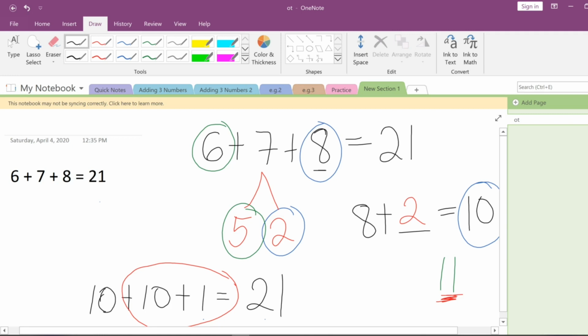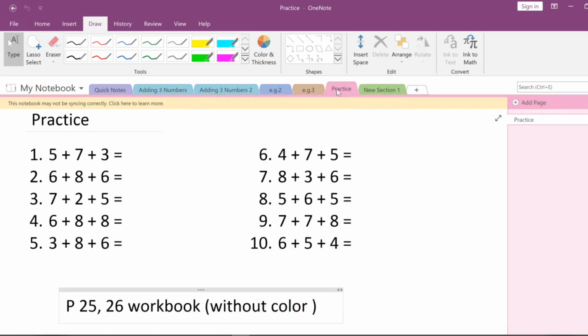Can you follow? If yes, here are some things that you can try at home. You can practice at home. We've got number 1 to number 10. You can write it down in your notebook and then try to answer it. If you're done, you can open your workbook, the one without color, on page 25 and 26 and do it. And once you are finished, you can send me a photo of your work.